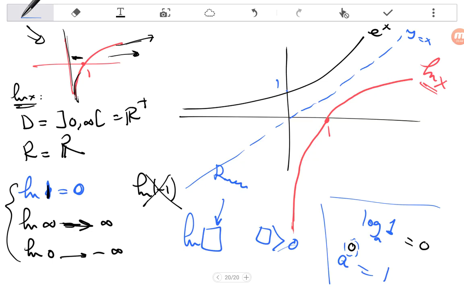What about the exponential function? Is it even or odd? The exponential function, e power x, is neither even nor odd. So this is a general function, and ln x is also a general function. So both the exponential and the logarithmic functions are general functions for us, and they are one-to-one functions as we have learned before.